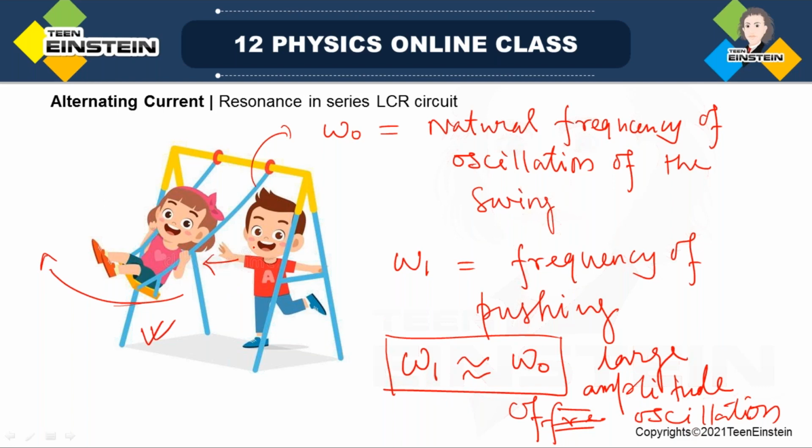the external frequency or the external force or external energy, whatever we are providing to the naturally oscillating object, if the frequency of that push or pull or whatever type of force you are giving becomes nearly equal to the natural frequency of oscillation of the system, then there will be resonance.